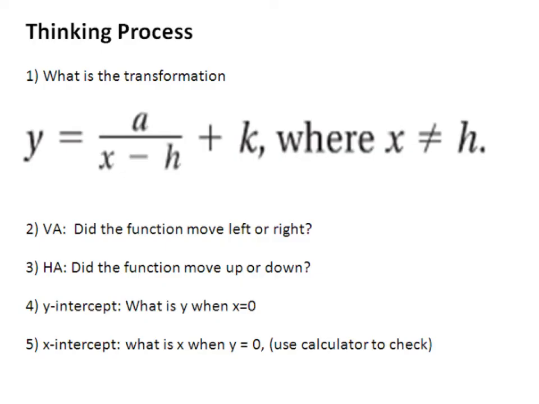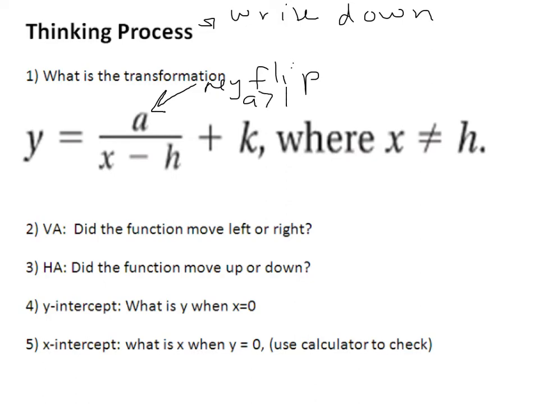So what is our thinking process? You should be writing this down so you have something for reference. First, you have to know the transformation. Just like all other types of functions, the a, if it's negative, is going to flip the graph. If a is greater than 1, it's going to have a stretch. And if a is less than 1, it's going to compress. So just like we have dealt with before.